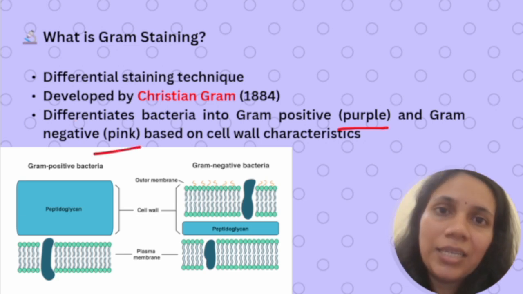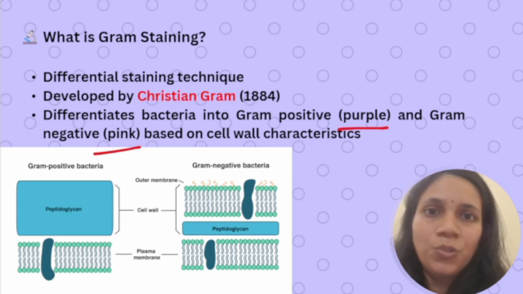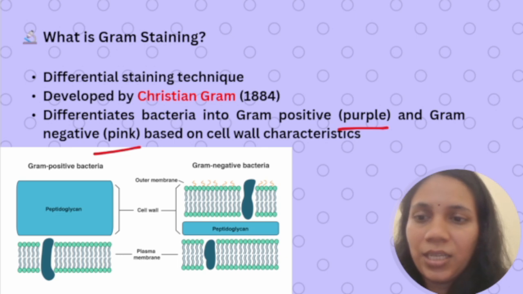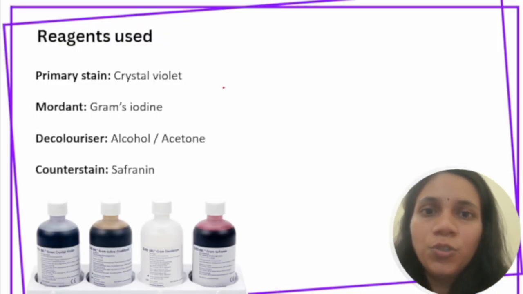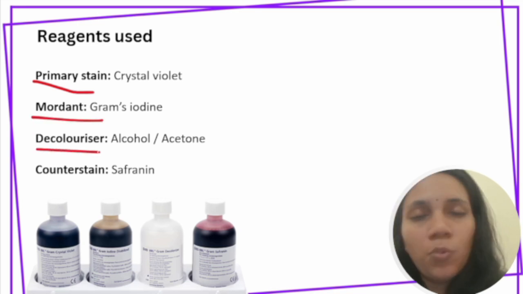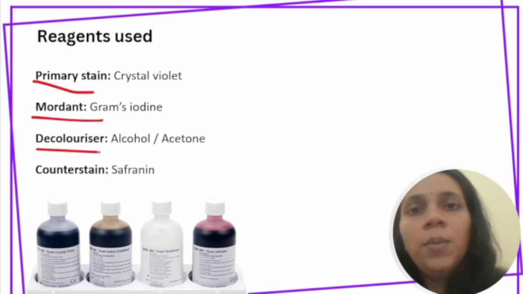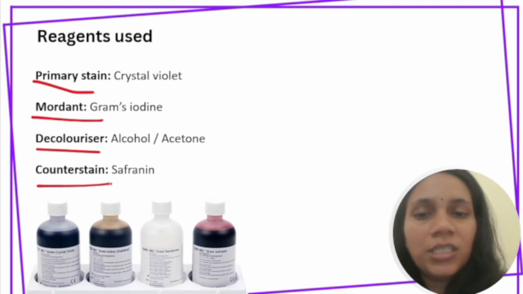Moving on to the principle, I always recommend understanding the reagents that are used, especially in the case of gram staining. So here is a list of reagents used for gram staining. There are four things to be remembered here. Primary stain, that's crystal violet. Mordant, that is Gram's iodine. A decolorizer, in most cases alcohol, but certain labs use acetone too. And the last one is the counterstain, and that's safranin.